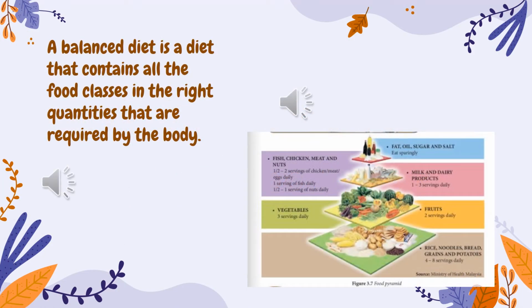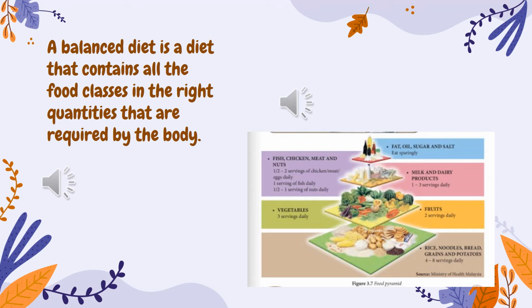A balanced diet is a diet that contains all the food classes in the right quantities that are required by the body. The first food class is the one to be taken the most, which is carbohydrate, like rice, noodle, bread, grains, and potatoes. We should consume 4 to 8 servings daily, while for the vitamin intake, such as vegetable and fruits, will be 3 servings of vegetables and 2 servings of fruit daily.